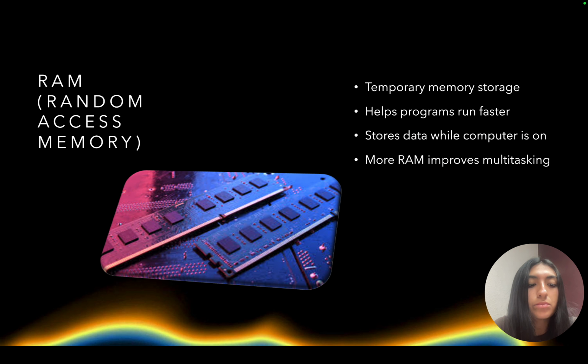RAM. RAM stands for Random Access Memory. RAM temporarily stores information that the computer is actively using. Having more RAM helps the computer run faster and multitask better. For example, if many tabs or programs are open, RAM helps keep everything running smoothly, especially when you're working on a bunch of things at once, such as this presentation.